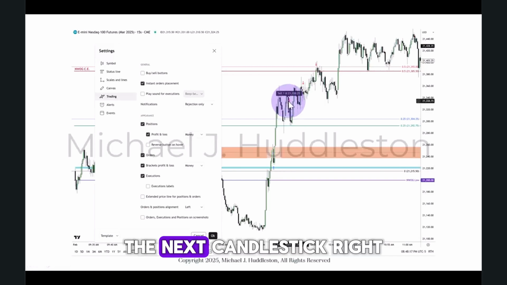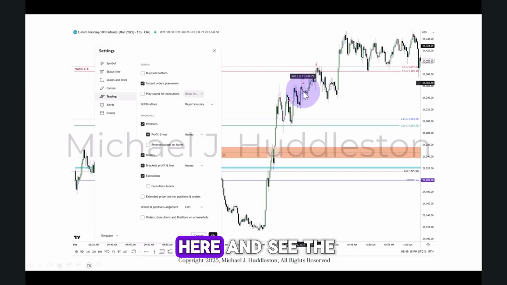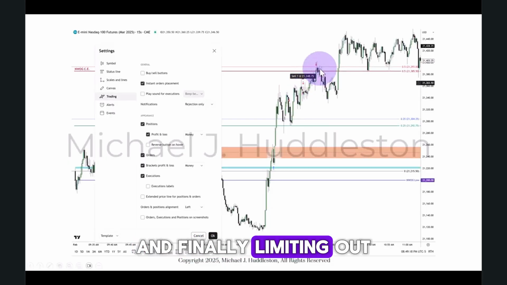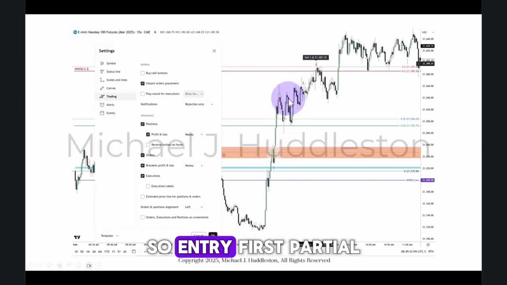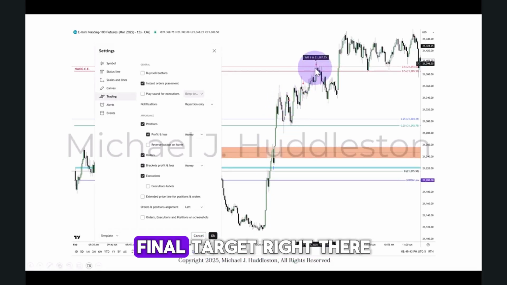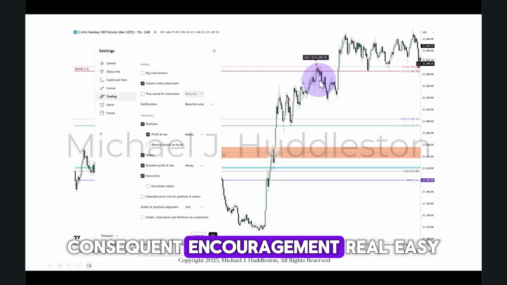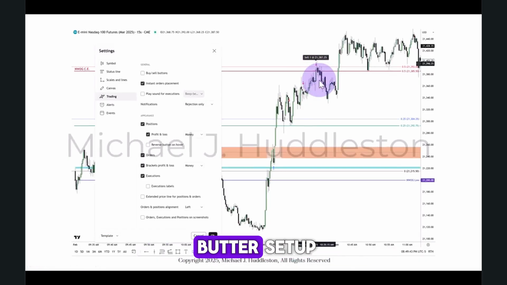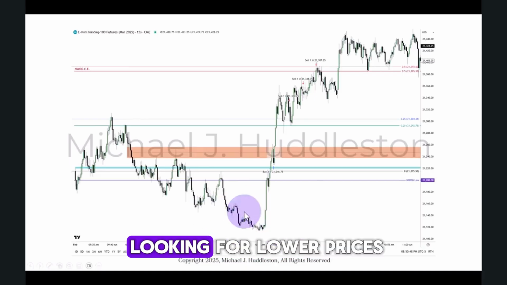The next candlestick right in here, partial, is here. And then this one here, you can see the exit there. And finally limiting out on the balance there. So entry, first partial, second partial, final target right there on the new week opening gap, consequent encroachment. Real easy bread and butter setup. Okay. The trick is waiting for that trap of traders looking for lower prices.